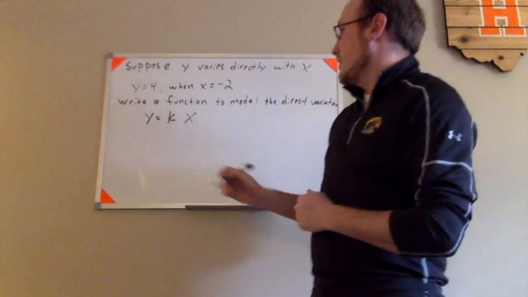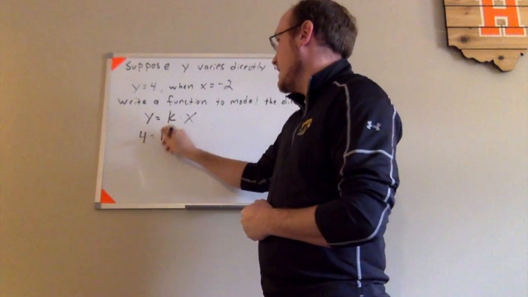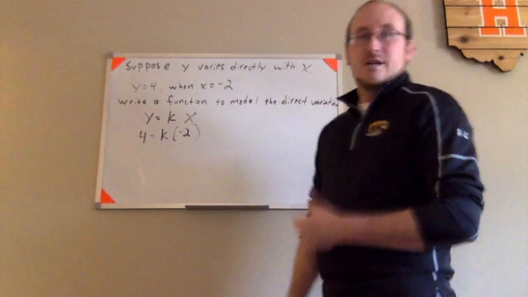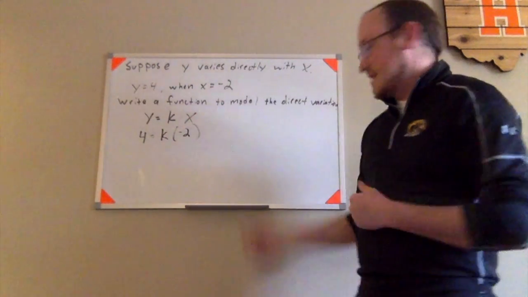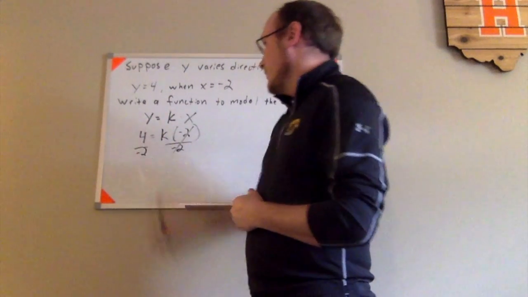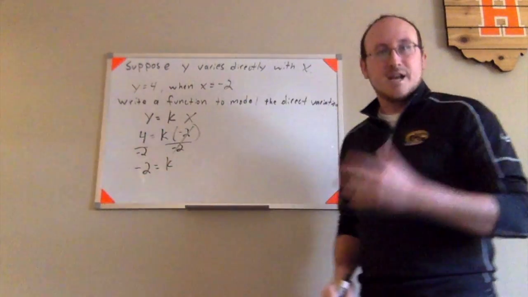So let's go ahead and plug in what we know. Y is 4, so we'll say 4 equals k times x, which is negative 2, like that. And then let's solve this for k. We can divide both sides by negative 2. 4 divided by negative 2 is negative 2, so the value of k is, in fact, negative 2.